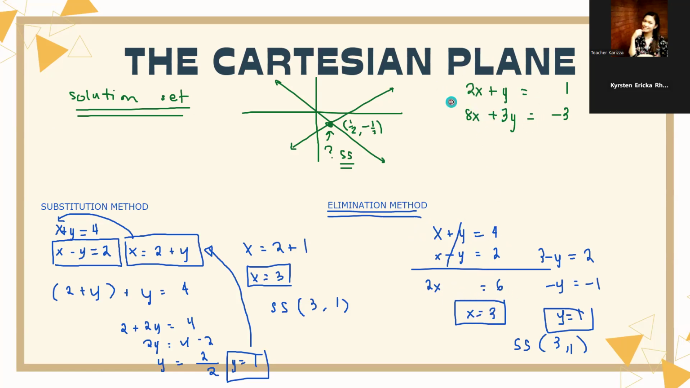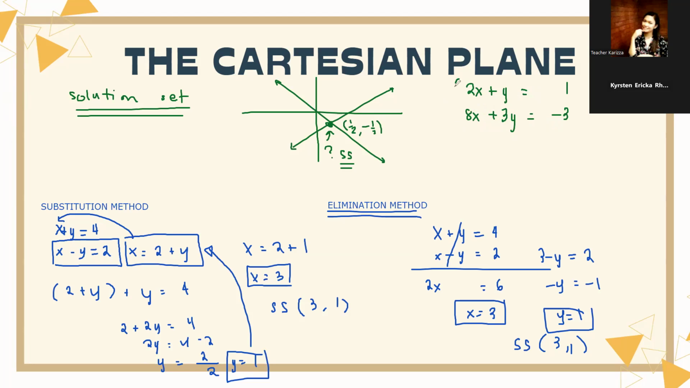Now for this one, if I add 2x plus 8x, that's 10x. y plus 3y is 4y. It's just going to give me 10x plus 4y is equal to negative 2. That's not going to work because I still have two unknown variables. So when we have something like this, we want one or the other to cancel out the other one. So I'm going to manipulate this one kasi mas maliit yung number.